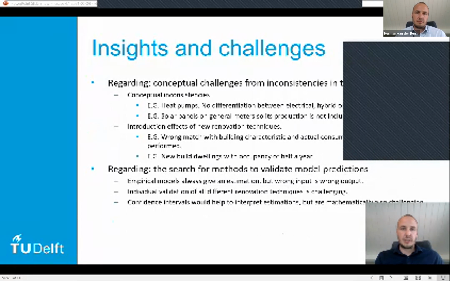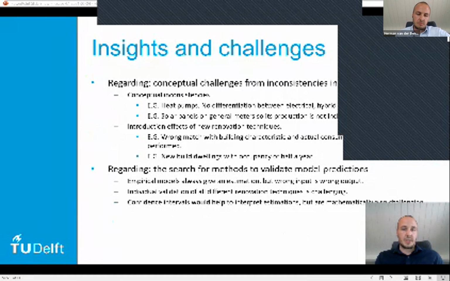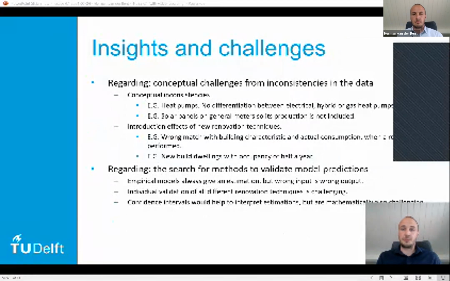Then regarding some conceptual challenges from inconsistencies in the data. Two examples: the heat pumps. In the data set, there was no differentiation between electrical, hybrid or gas heat pumps. So the estimations are always averaged between these systems, but in reality, you always put in one of the three. So the estimations for the three are not very accurate or misleading.